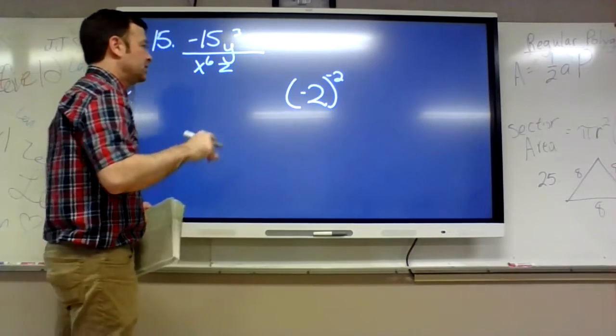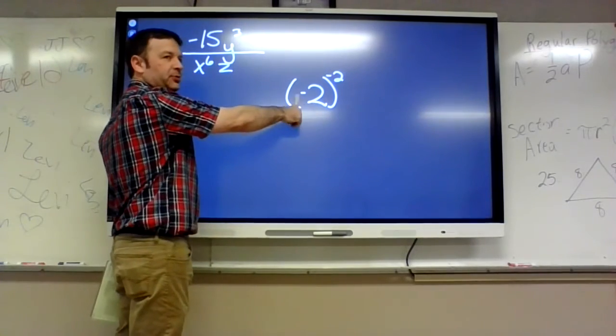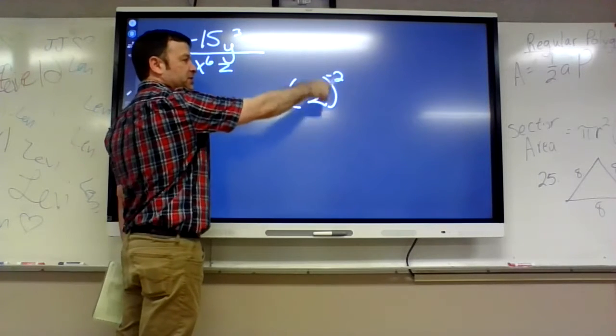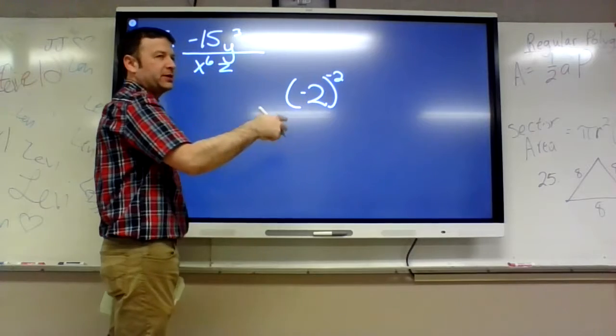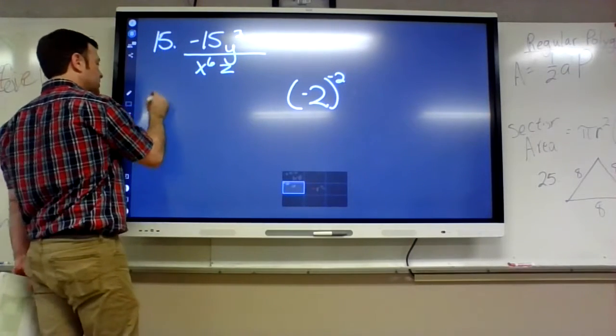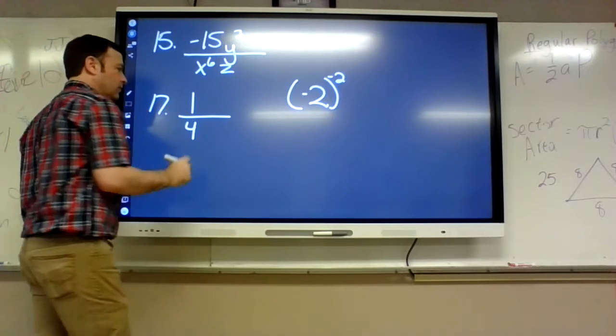You can kind of cheat with this. How can we cheat with this? Calculator, because this is just numbers. But your calculator might spit out 0.25, and we want the 1 over 4 answer. So, 1 over 4.